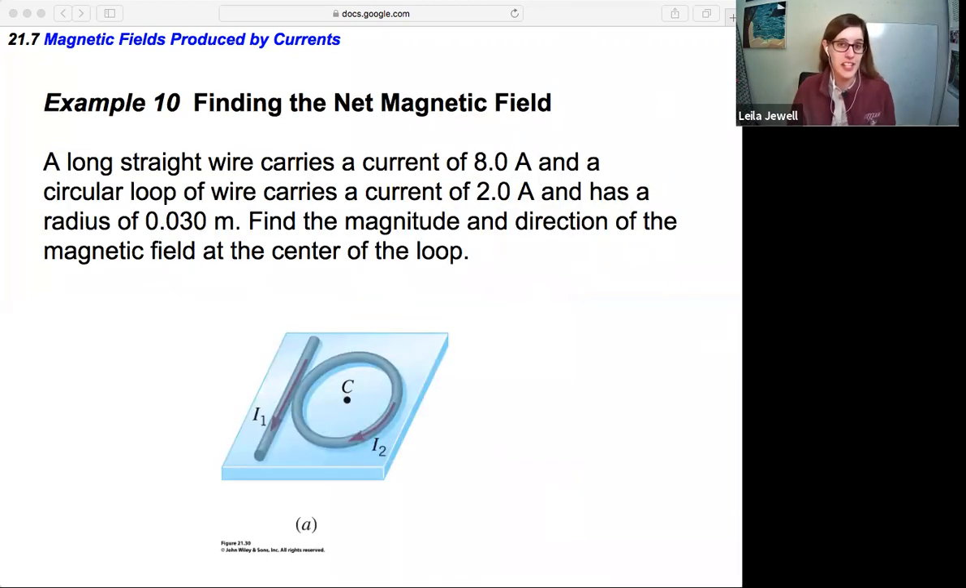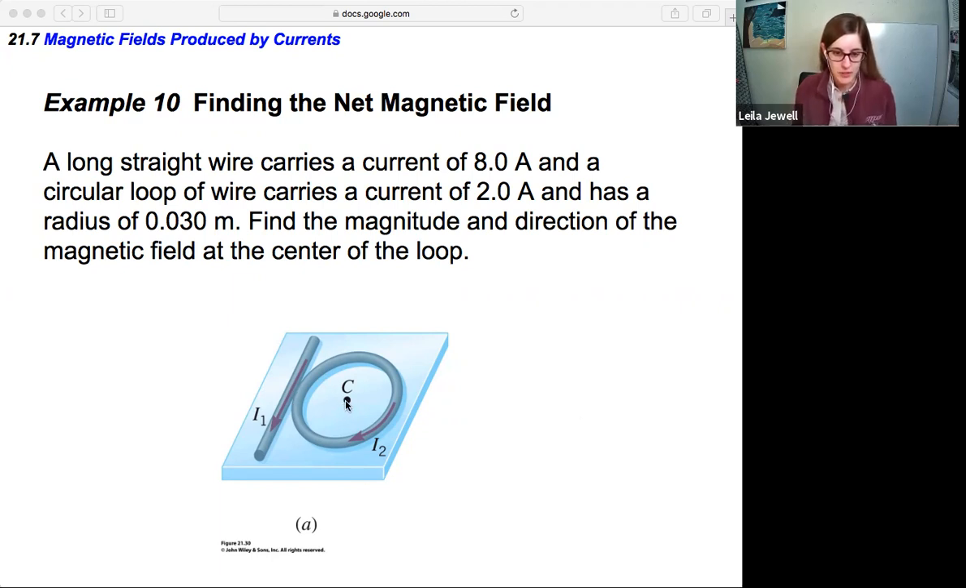Example 10, finding the net magnetic field. A long straight wire carries a current of 8 amps, and a circular loop of wire carries a current of 2 amps and has a radius of 0.03 meters. Find the magnitude and direction of the magnetic field at the center of the loop.